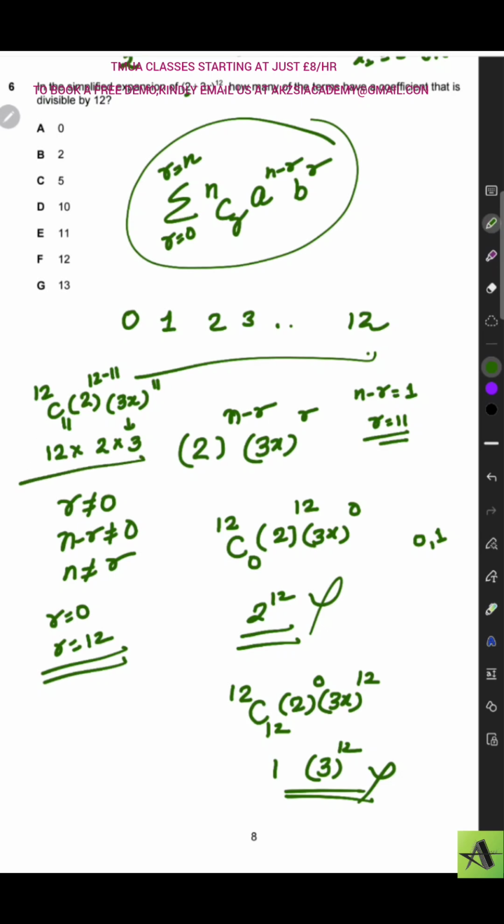But since 12C1, which is 11, is a multiple of 12, that means in the case of r equals 11 also we'll get the multiple of 12. So there are only two cases where I can expect not to get a multiple of 12, or we can say where the coefficient is not divisible by 12. So in short, there are such 11 values of r where we can find the coefficient divisible by 12.